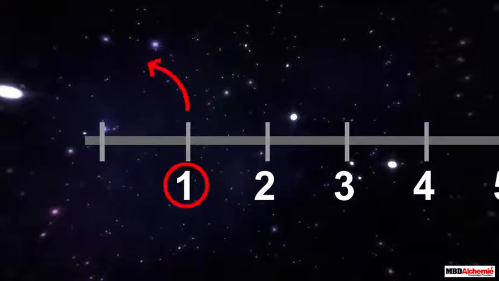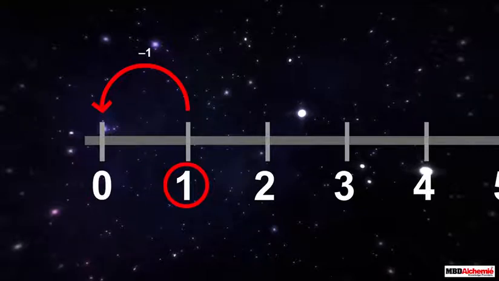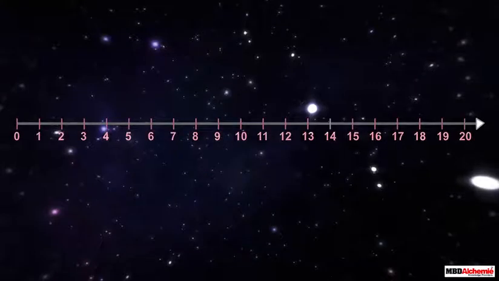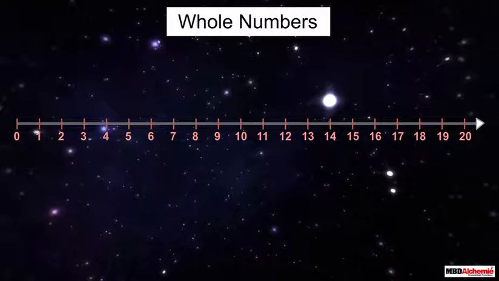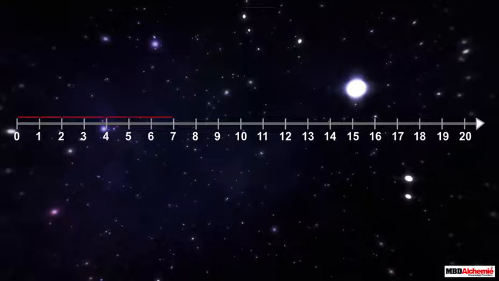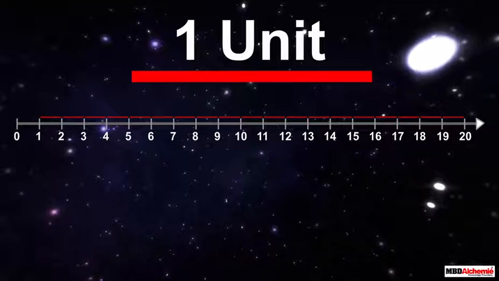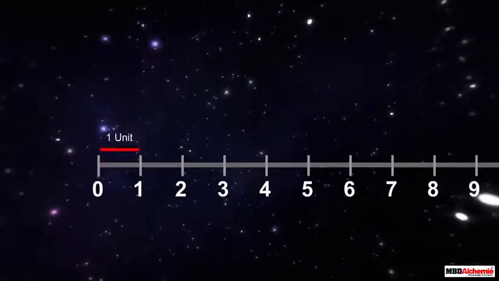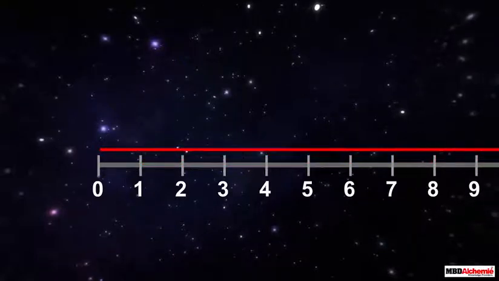If we subtract 1 from number 1, we will get 0. And 0 is 1 less than 1, so we will mark it here. Natural numbers and 0 are known as the whole numbers. Whole numbers are represented by W. The space between two consecutive numbers can be considered as a unit distance. As we move from 0 to the right-hand side, we cover 1 unit, 2 units, 3 units, and so on.